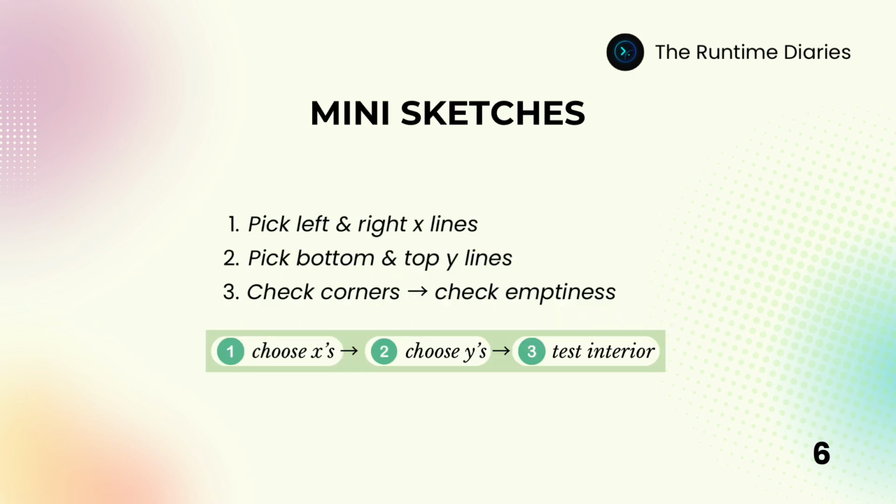Let's visualize this. Imagine picking two vertical lines for your left and right edges, and two horizontal lines for your top and bottom. You get a grid-like rectangle. Now you check, do the four corners exist in my point set? And does this box contain no other point anywhere inside or on the sides? If both pass, great, that's a valid rectangle.